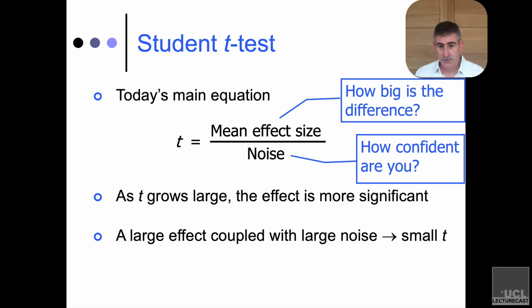On the other hand, the contrary version of that is a big effect size by itself isn't necessarily meaningful if you also have a lot of noise, right? Because then the ratio of the big effect to the big noise is a relatively small t.